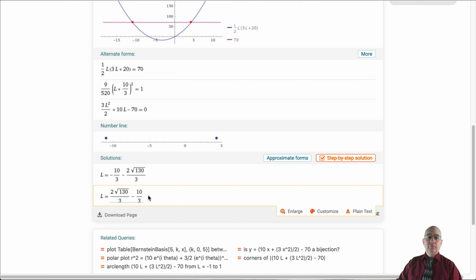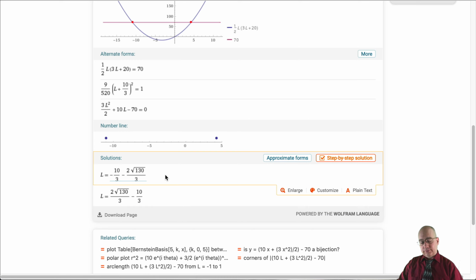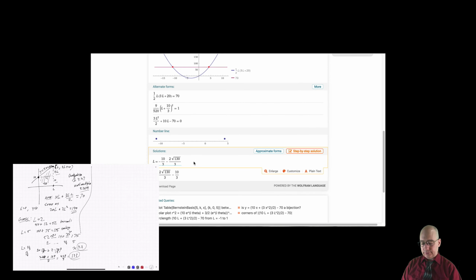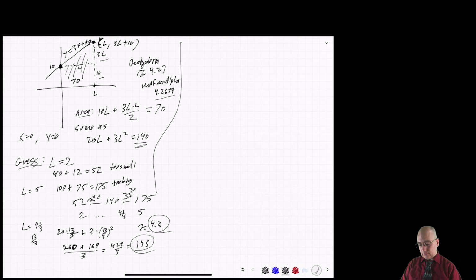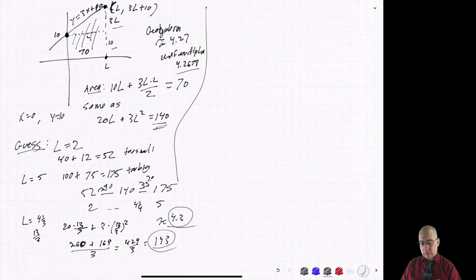Okay. Now let me do it. Find the exact solution algebraically. So there's a couple ways of doing this. One is basically how I would actually do this. So 3L squared plus 20L equals 140. I would leave it like that. That's a good form. Because I can just factor out that L here and get L times 3L plus 20, so equals 140.